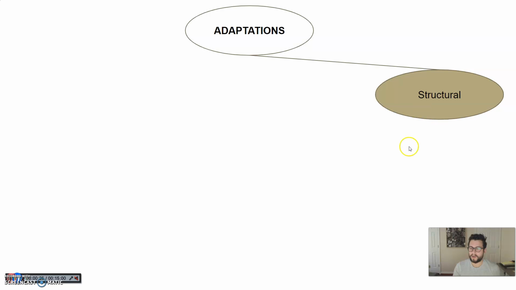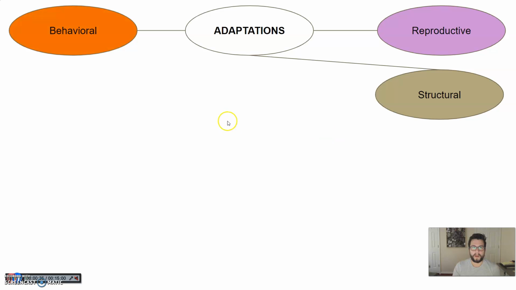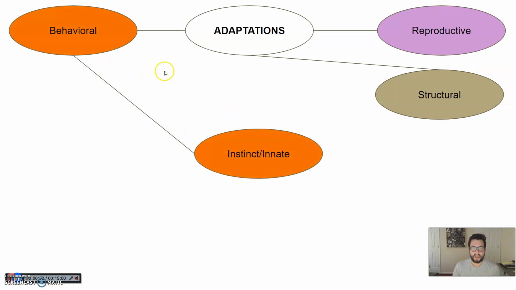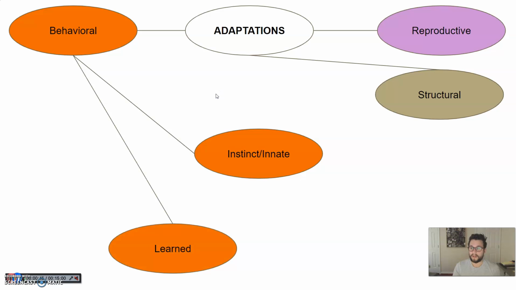We went over structural adaptation yesterday, physical things about the body that help us survive or reproduce. We're going to go over more reproductive focused stuff next, but this lesson is focused on the behavioral ones. And they can be either instinctive, meaning you're born with knowing how to do them, or they can be learned. You learn through your lifetime how to do a behavior or learn to associate something with food or danger.